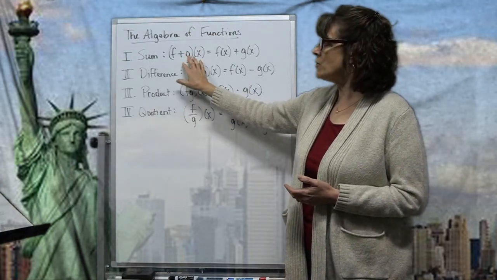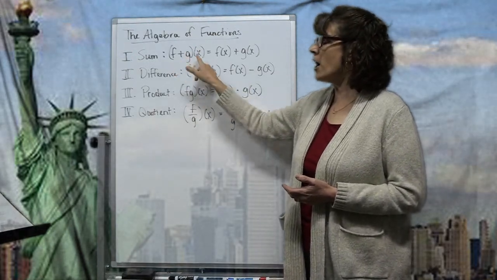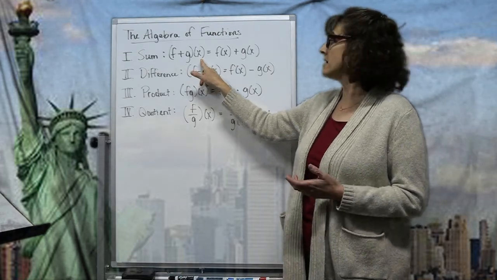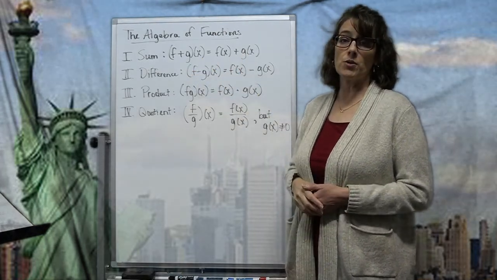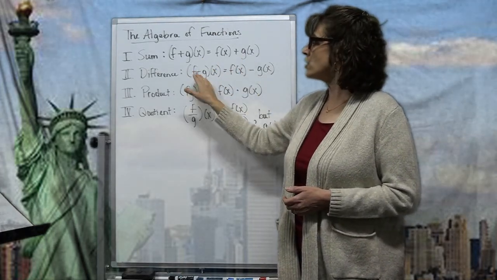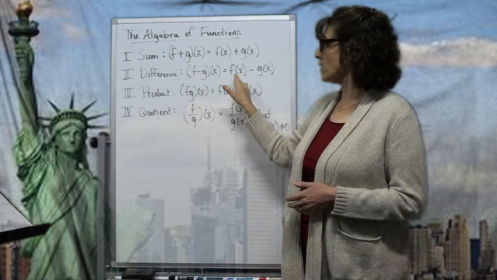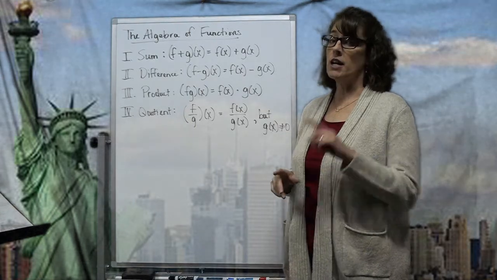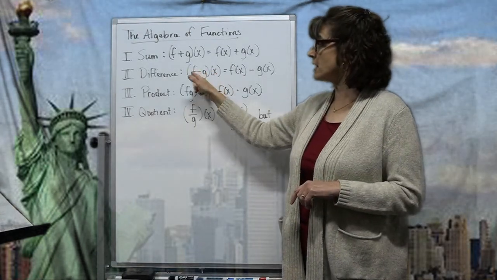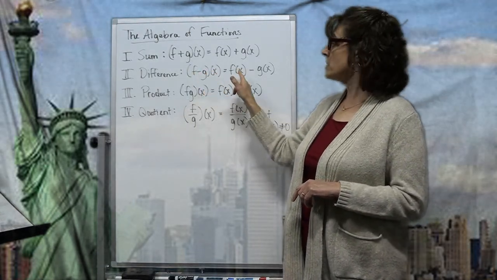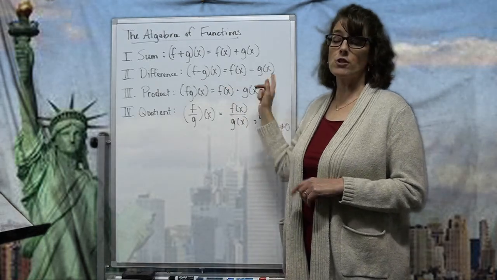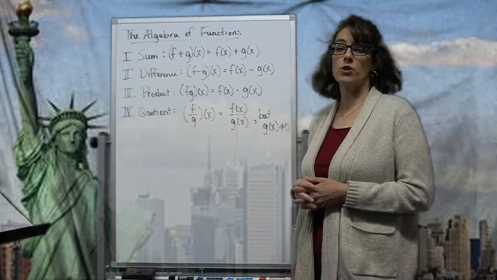When you see this notation, (f + g)(x), that indicates take your f function and add your g function to it. When you see (f - g)(x), that simply indicates take your f function and subtract your g function. Now, if it was reversed and said g minus f, then you would say g(x) minus f(x). So you would put it in reverse depending on the order that you see.